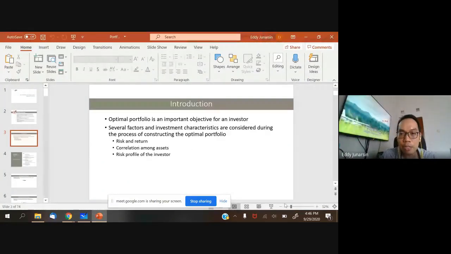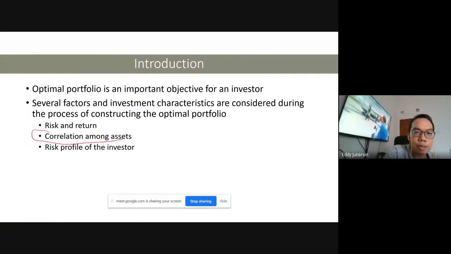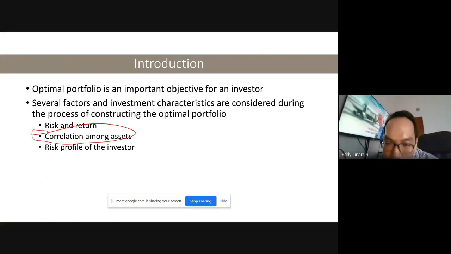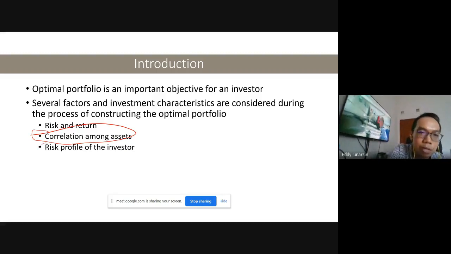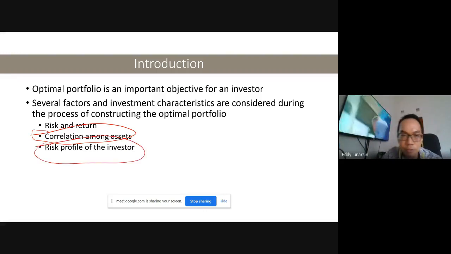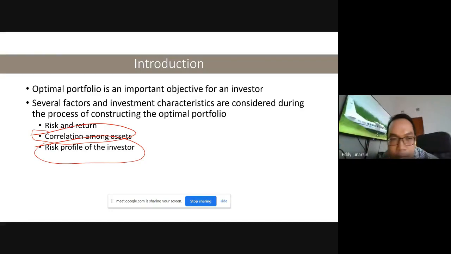And then correlation among assets. This is a technical part that we are going to see, probably not this week, maybe next week. We see the technical portfolio theory, how it is formed and how it works out in practice. And risk profile of the investor. Of course, if you are the investor, you need to know yourself, your risk profile, your risk appetite. If this is about a client, then you have to find out about your customer or your client. That's what we call KYC, right? Know your customer.